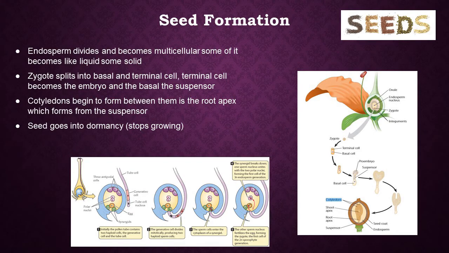Then we have seed formation, which is when it starts as an endosperm, becomes multicellular. It becomes a zygote and then splits into a basal and terminal cell. The terminal cell becomes the embryo, and the basal the suspensor, and then eventually it goes into dormancy and stops growing.